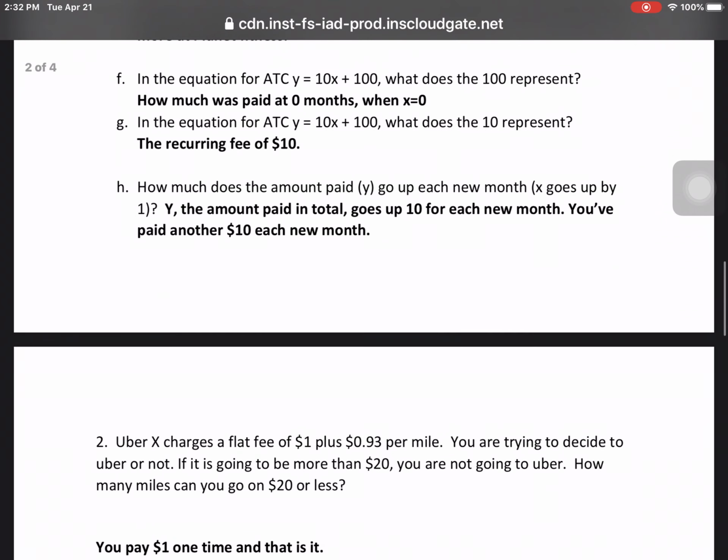Okay, Part F, in the equation for ATC, the 100 represents how much was paid at 0 months, when x equals 0. Part G, the 10 represents the recurring fee, the $10 every month. Part H, how much does Y go up each new month? Y goes up $10 each new month because you're paying another $10 for each new month.